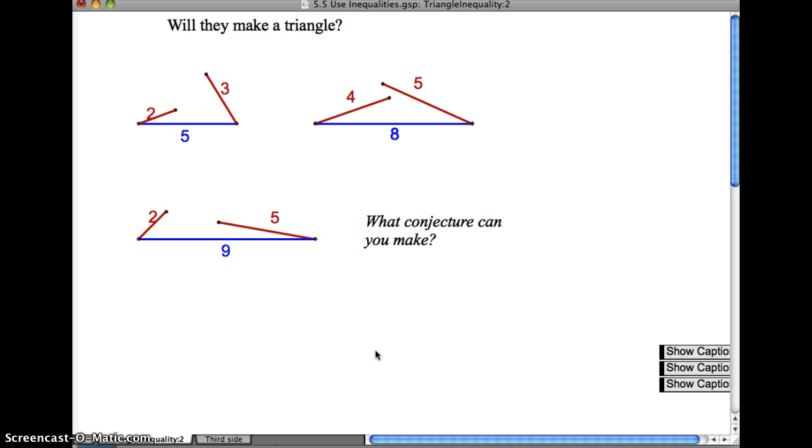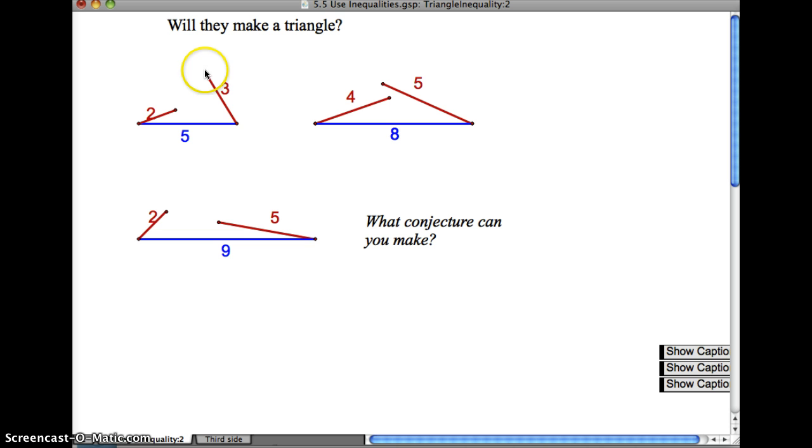Now this is where I know some of the regular geometry students, when I've dealt with them in the past, struggled a little bit. It's kind of complicated. If you're given three side lengths, it wants to know: will it make a triangle? Let's look here. What do you think about 2, 3, and 5? Will that make a triangle?